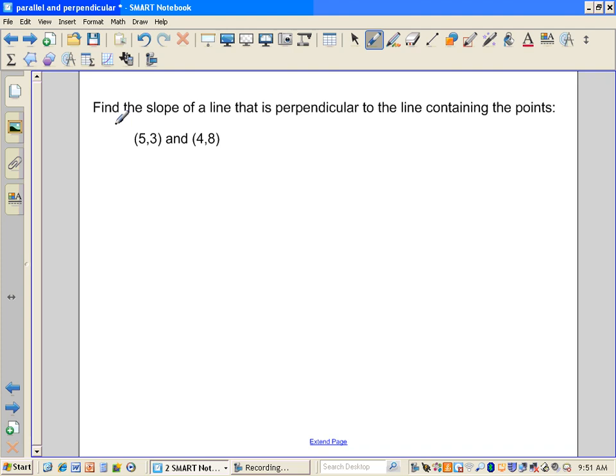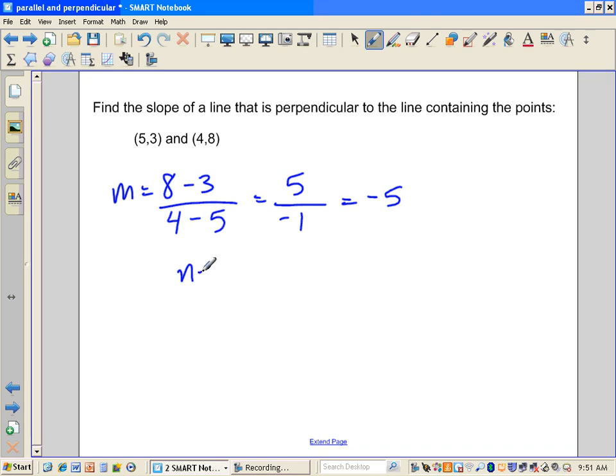This, I think, is our last example. The slope of a line that is perpendicular to the line containing the points 5, 3, and 4, 8. So again, find the slope of this line. Second y, 8 minus the first y, 3. Second x, 4 minus the first x, 5. 8 minus 3, 5. 4 subtract 5 is negative 1. Well, this is negative 5. Our new line is going to have the opposite reciprocal. So the opposite of negative is going to be positive. The reciprocal of 5 over 1 is 1 over 5. So this is the slope of our new line.